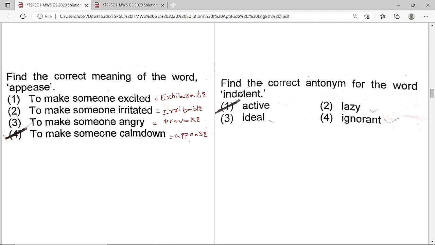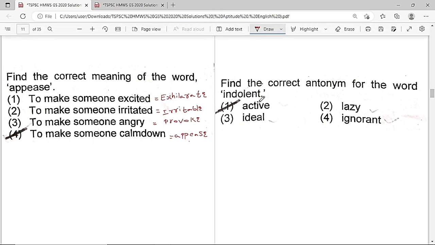Indolent means you are showing no real interest or effort. You are not making any effort to make things happen. In simple words, indolent means a very lazy or ignorant person. Ignorant means not giving interest in any work. Ideal means sitting idly without doing any work. So the antonym of indolent, active, is the correct solution of this question.